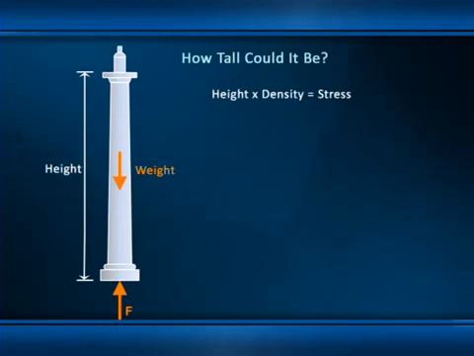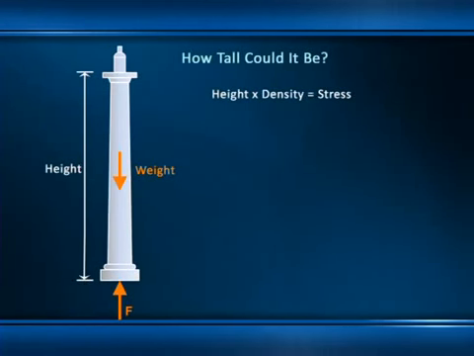Instead of looking at the stress in the existing column, let's ask, how much taller would this column have to be before it's so heavy that the stone at its base crushes in compression? That is, how tall would it have to be before the material at the base undergoes material failure? Well, here's the answer to that question.